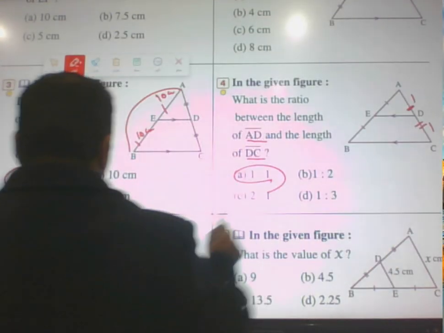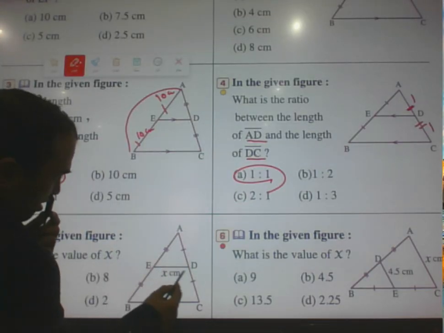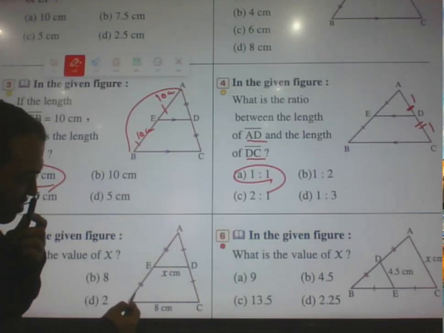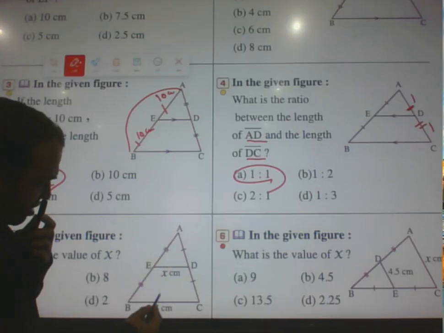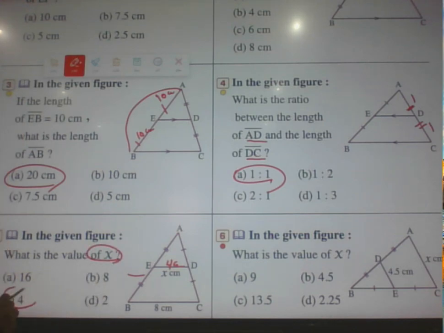Okay. Next question here down. What is the value of x? We have ED is the line segment here. The mid segment lies between two midpoints of EC and EB. Then ED is half of 8, it will be 4 centimeters. Then the value of x here will be 4 centimeters.